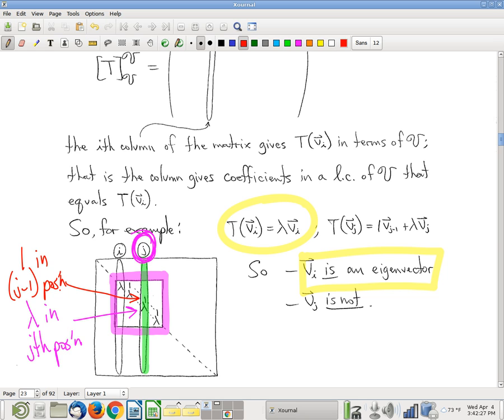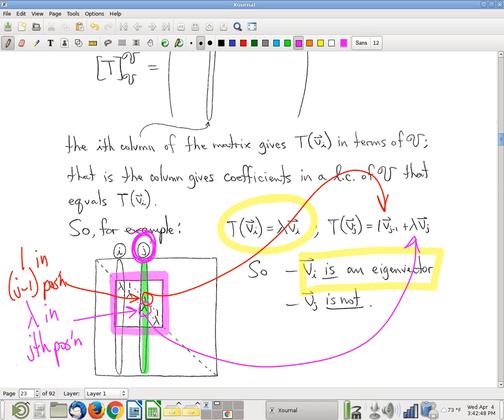Well, that 1 in the j minus 1 position gives me that term, and the lambda in the jth position gives me that term. Let's take a pause on this for a moment. Is everybody following my algebra there?